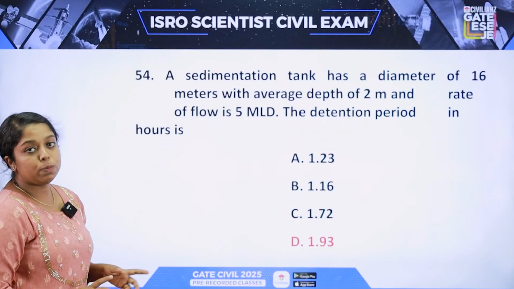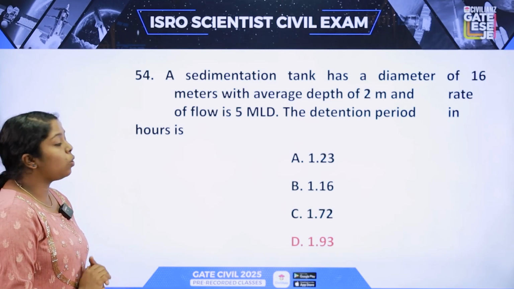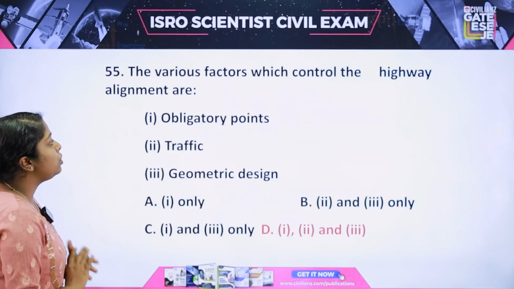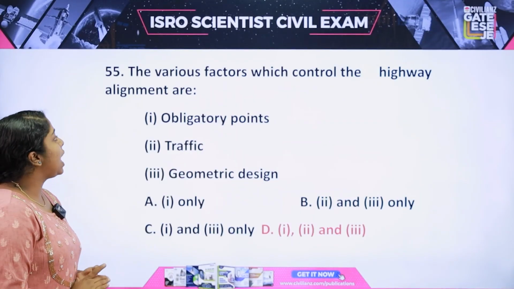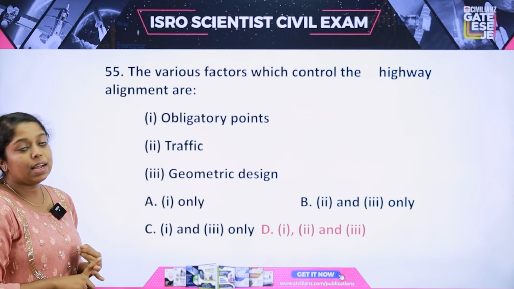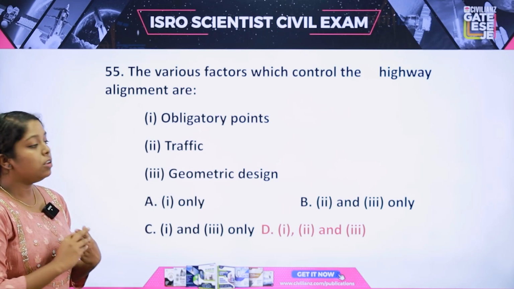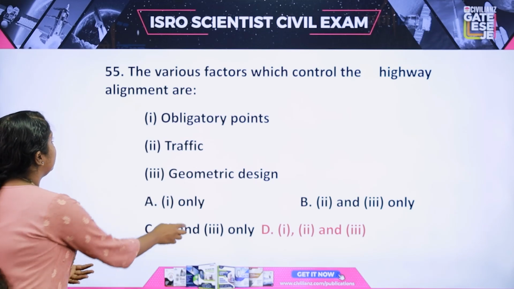While comparing the options, option D is very close to the answer. So option D is the right answer, 1.93. Moving on to the next question. The various factors which control the highway alignments are... We know that the obligatory points, traffic and the geometric design are definitely control points. So option D, that is 1, 2 and 3, is the right answer.